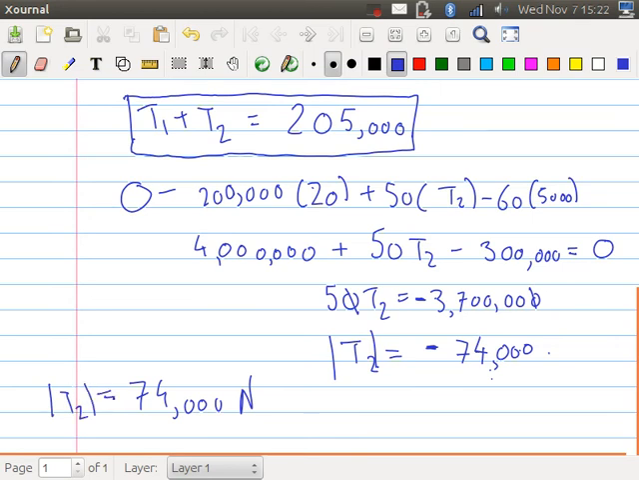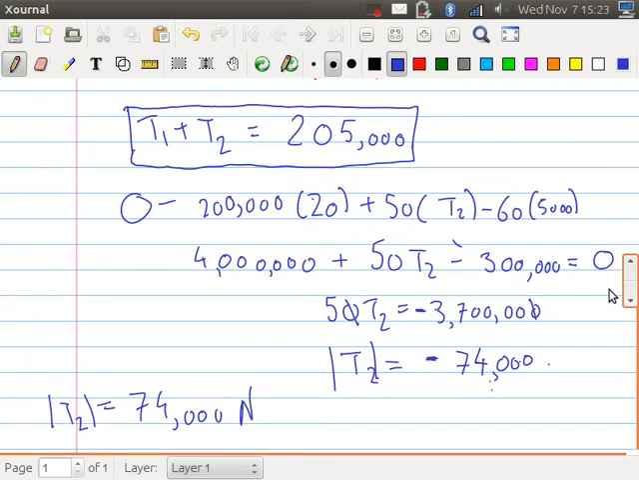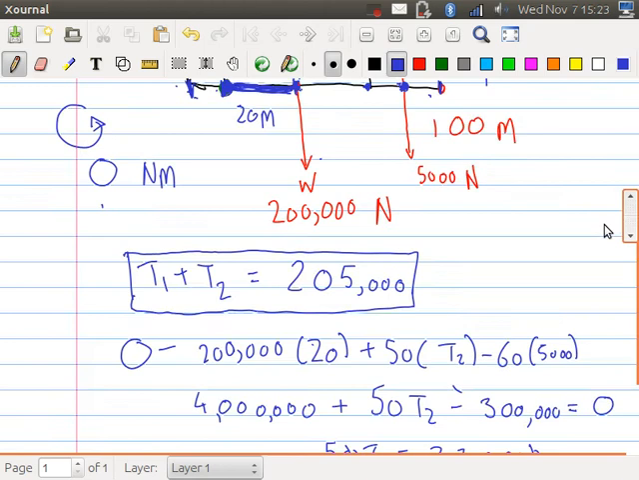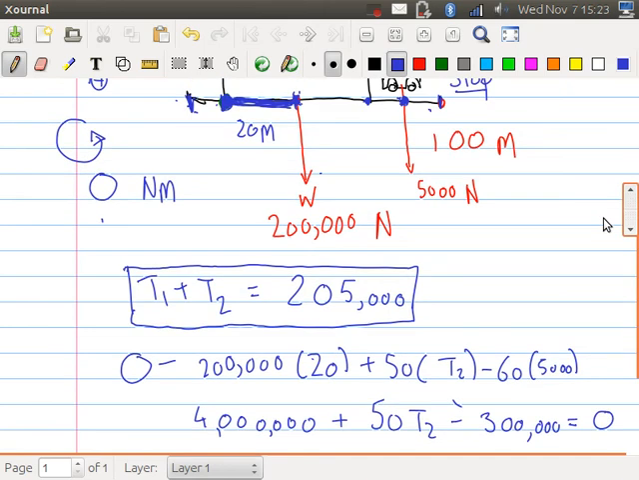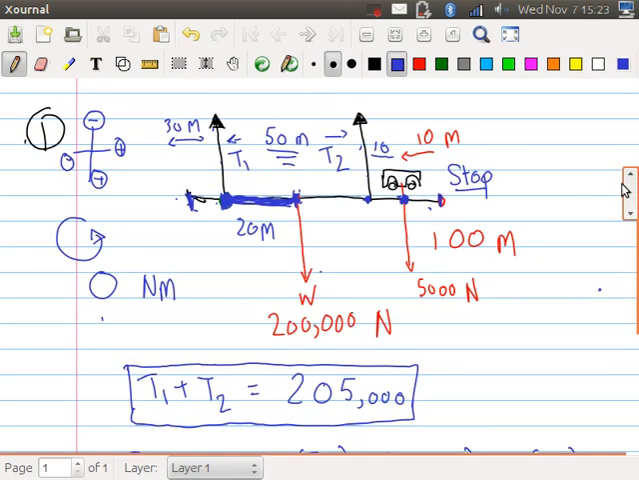Okay. Now I can use this to get T1. So T2, add that to the other side. What do you get? We will get 131,000. Wait, did I do something stupid here? Because which one should be bigger? T2. T2 minus T1. What did I do? I think I made a sign mistake.